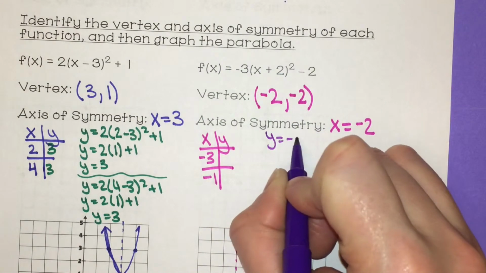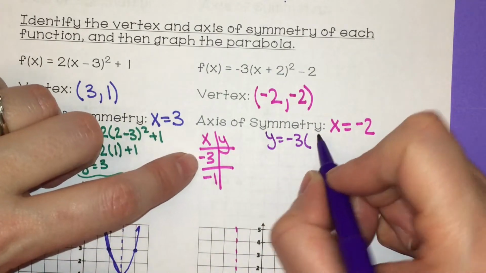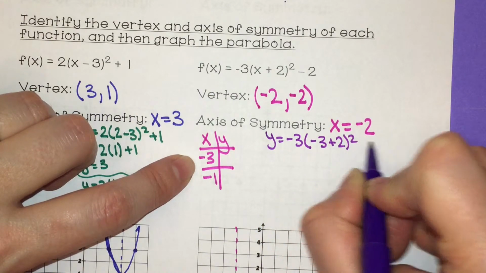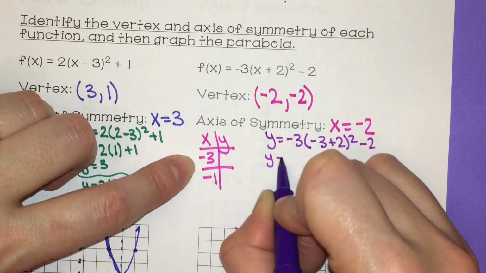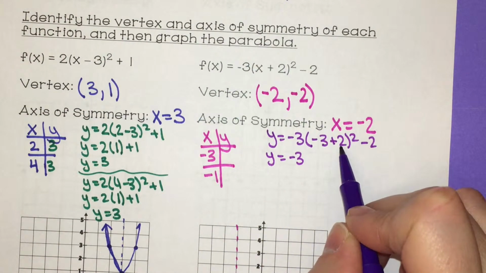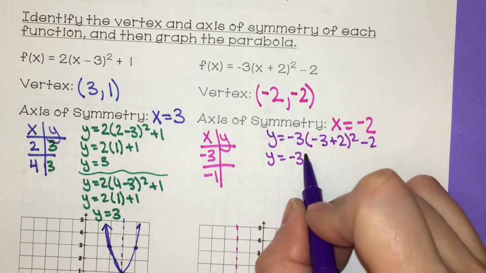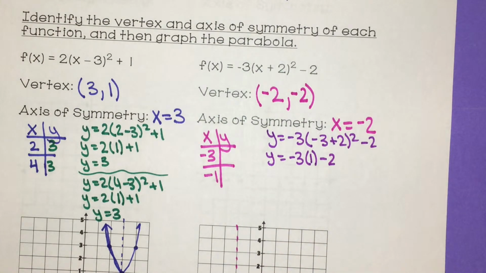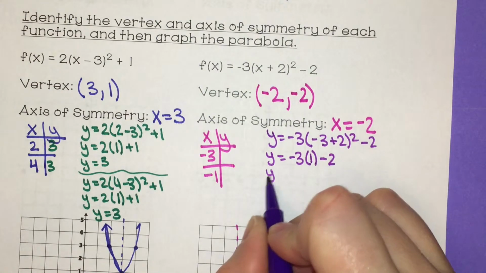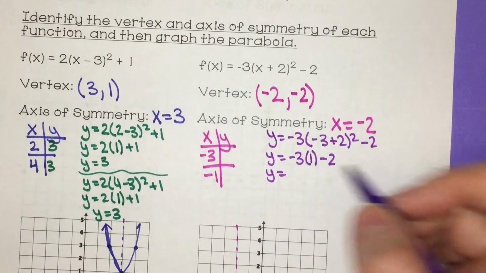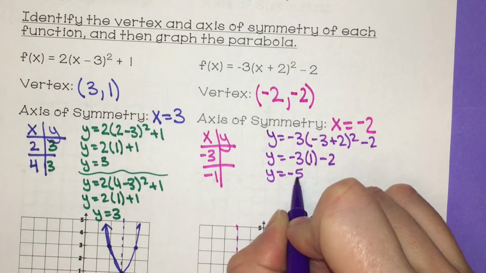I'm going to plug those into our equation. We have y equals -3 times, first x value is -3, plus 2 squared, minus 2. -3 plus 2 is -1. -1 squared is +1, because think of it, -1 times -1 is +1. Y equals -3 times 1, which is -3. -3 minus 2 is -5.